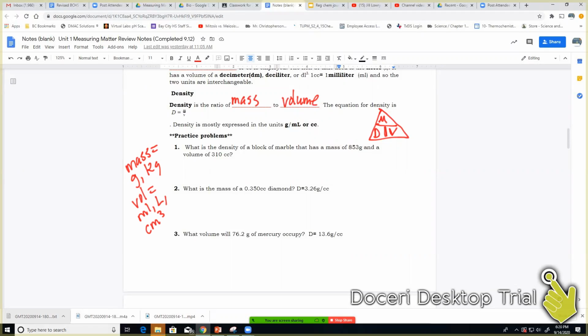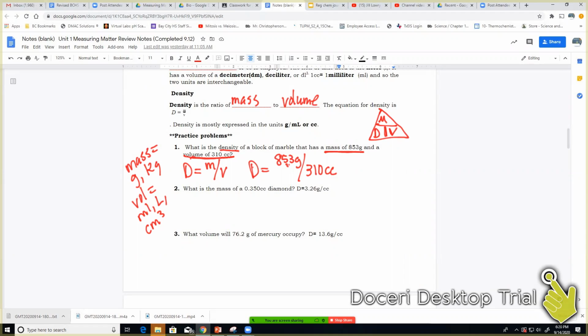So the first one, it says, what is the density of a block of marble that has a mass? So there it tells you right away. There's my mass with grams and a volume of 310. So my formula is density is equal to mass divided by volume. So this one, I'm just going to plug in my numbers. My mass is 853 grams divided by my volume, which is 310 cc's. So remember, whenever you do this calculation, your top number goes in first to your calculator, and you divide it by your bottom number.